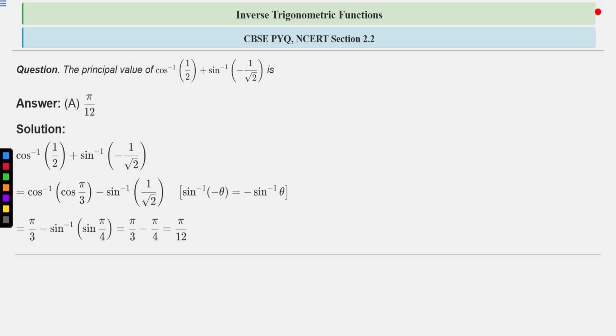Therefore, finally, we can write the expression as pi by 3 minus pi by 4. After further simplification, you will get pi by 12, right? So the correct answer will be pi by 12, option A.